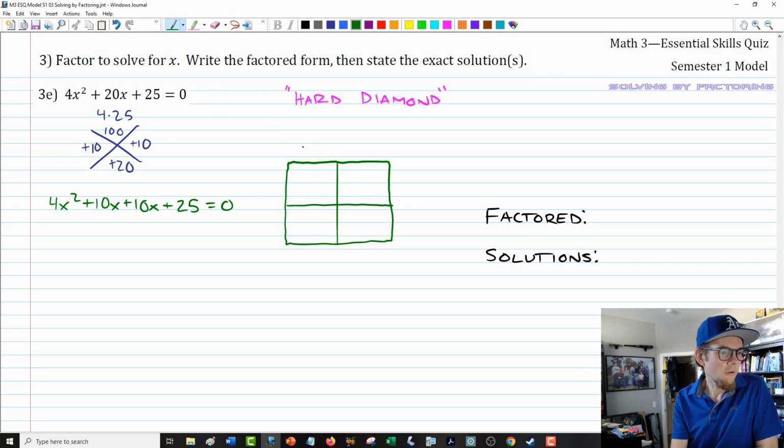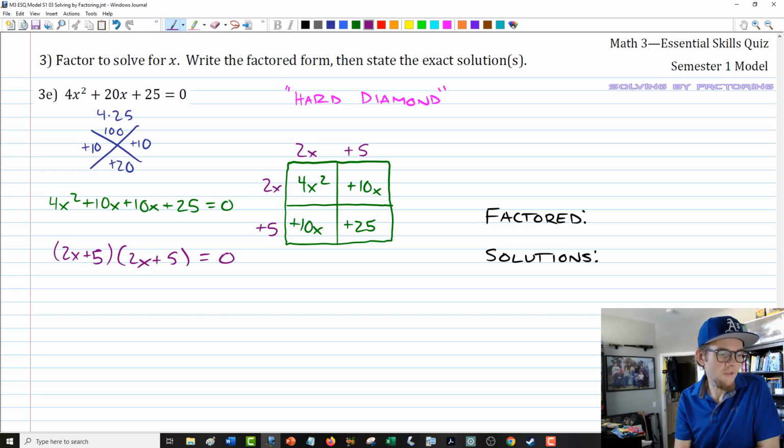So from here, what do we got? Well, let's fill in all the individual pieces. 4x squared plus 10x plus 10x plus 25. And now let's pull out the GCFs. So plus 5, 2x. Oh, that's kind of the same. 2x again. And oh, that's also the same as the first one. Plus 5. So what it turns out is this thing factors into 2x plus 5 times 2x plus 5. And of course, all equal to 0.